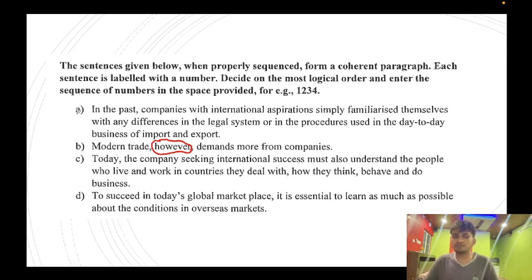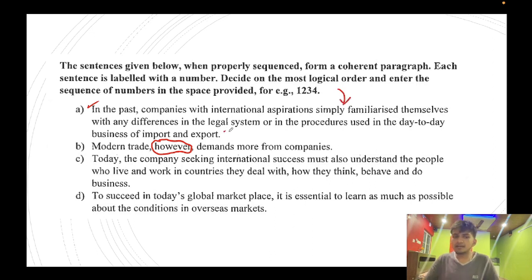Let's decode each of these sentences one by one. Note the sentence A. It starts with "in the past". I'm not saying this is not a possible beginning. This is definitely a possible beginning. But how does this begin? This sentence directly talks about companies with international aspirations. So something about companies with international aspirations is put into the air suddenly.